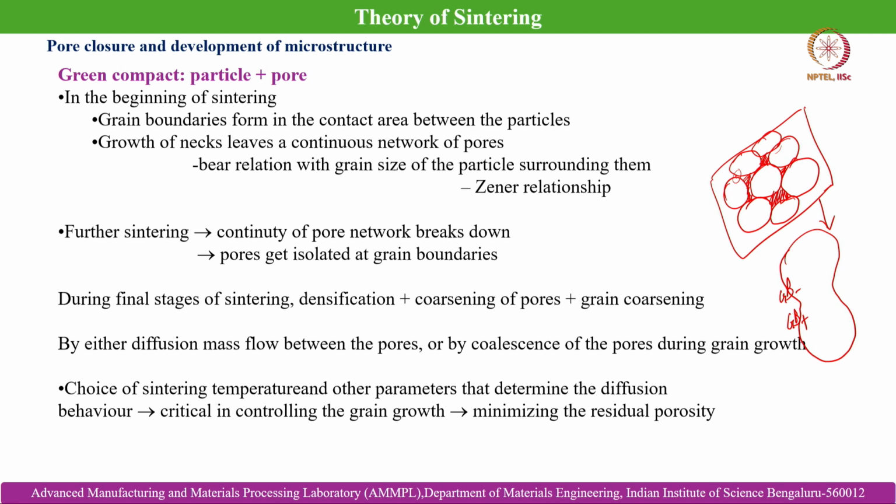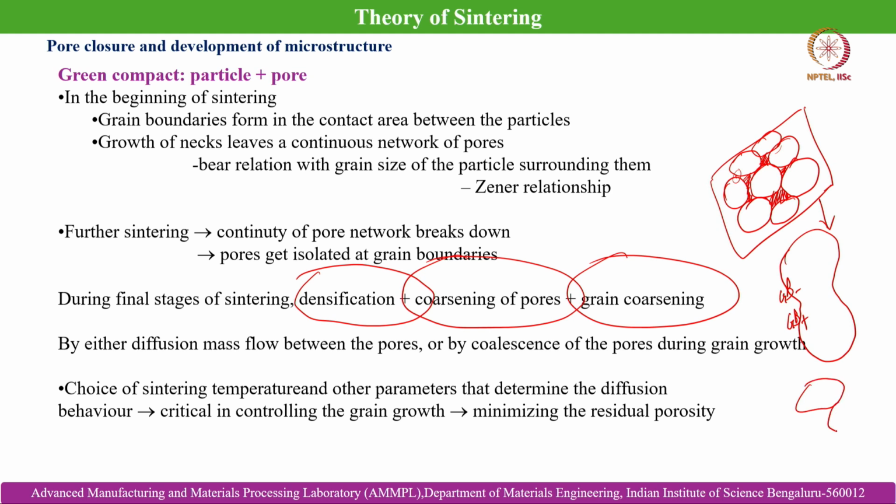So, during final stages of sintering, densification plus coarsening of pores plus grain coarsening. This is very important to understand. These are all three mechanisms that happen simultaneously. But of course, there is a scheduling between them. Densification, you can term it the first step, and then once a certain densification happens, the pores which are trapped in the grain boundary triple points then basically undergo coarsening with the progress of time.